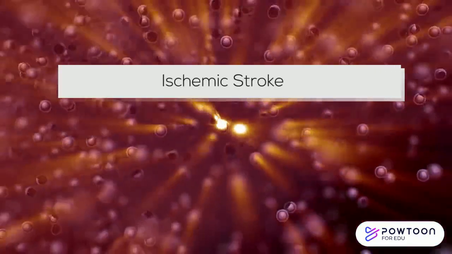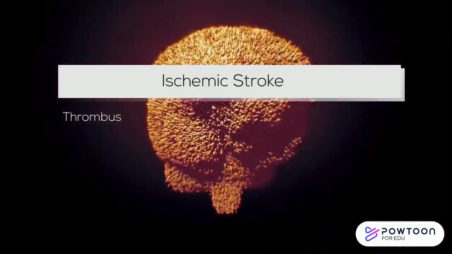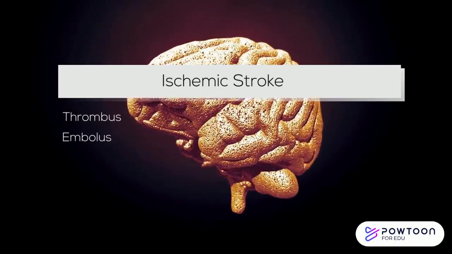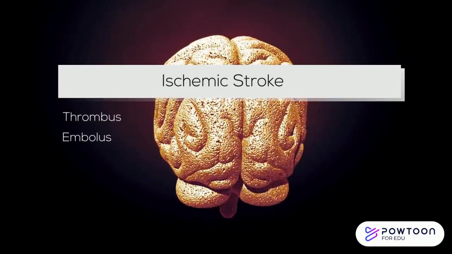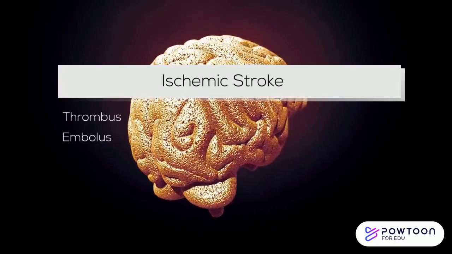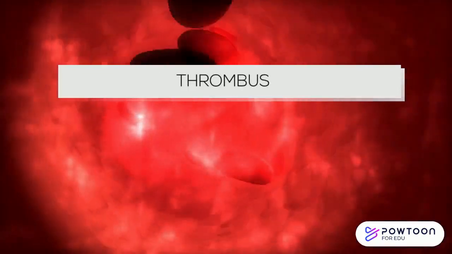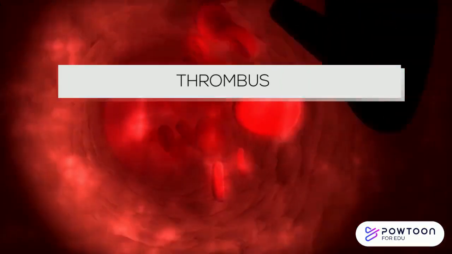So your ischemic stroke is the lack of blood flow in the arteries of the brain. Two underlying causes: you have a thrombus, which is a blood clot, or you have an embolic stroke, which is basically a dislodged clot. A thrombus is the most common cause of a stroke, and it's usually related to atherosclerosis.